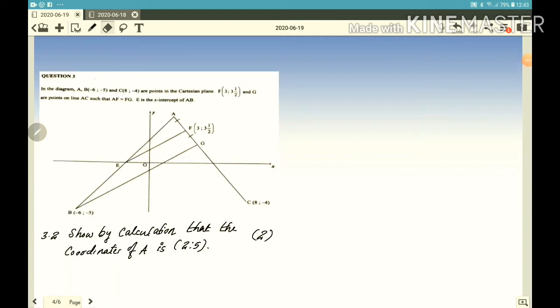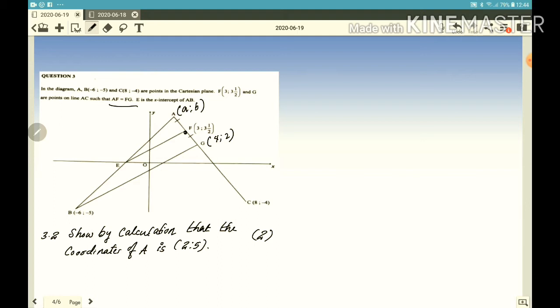Now question number 3.2: show by calculation that the coordinates of A are 2, 5. You have to find the coordinates of A. So I am just writing coordinates of A as small a, small b. And already I know that the coordinates of G are 4, 2. And it is given that AF is equal to FG, which means F is the midpoint. So we can use the midpoint formula. Very easily we can do it. I'm finding small a and b.